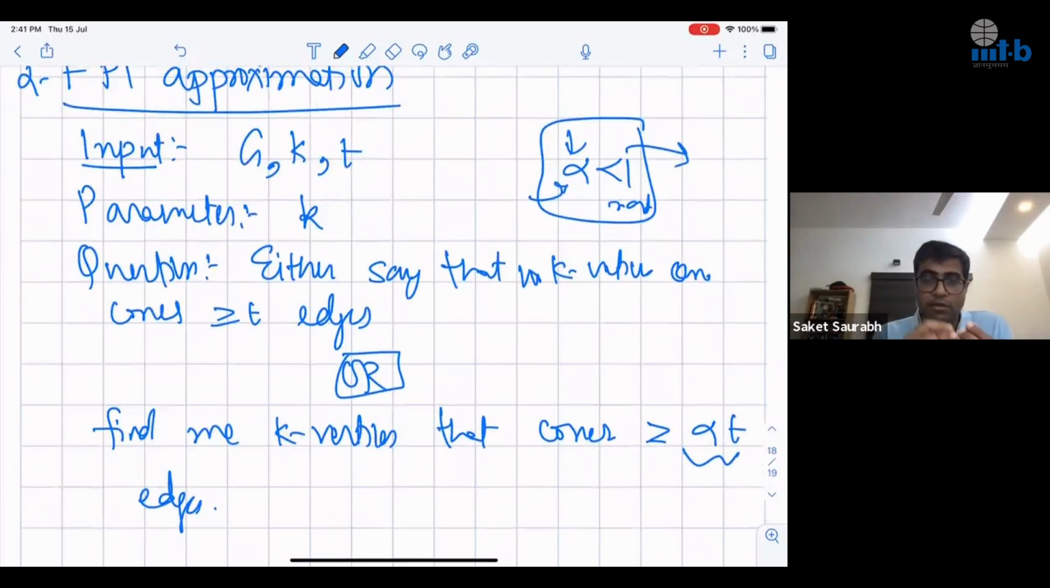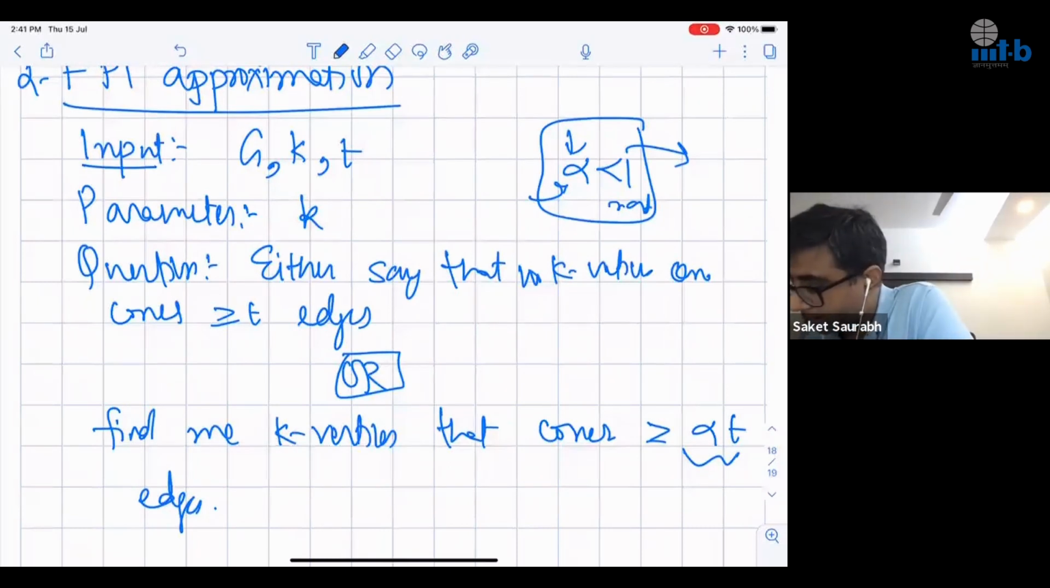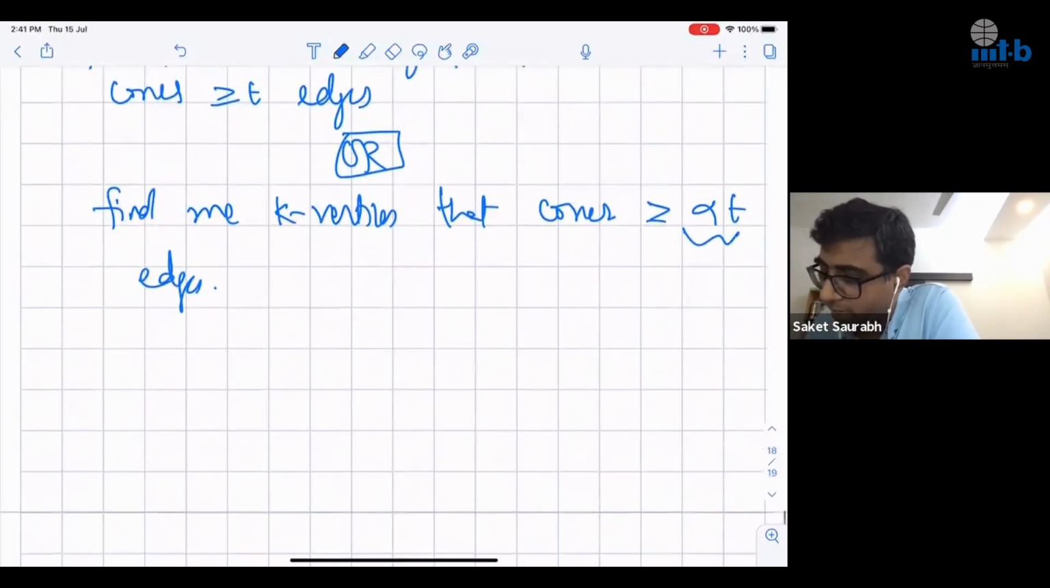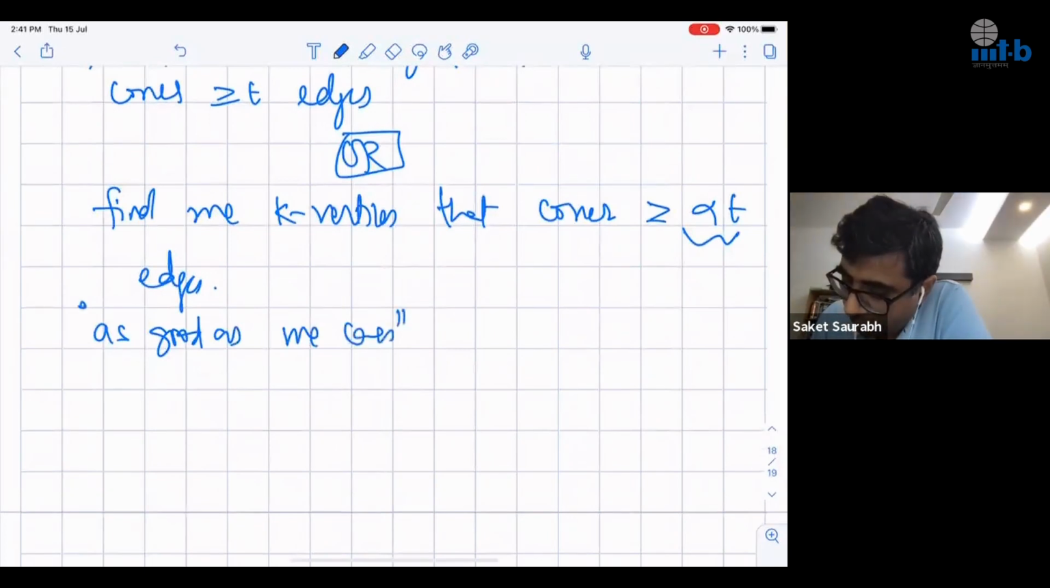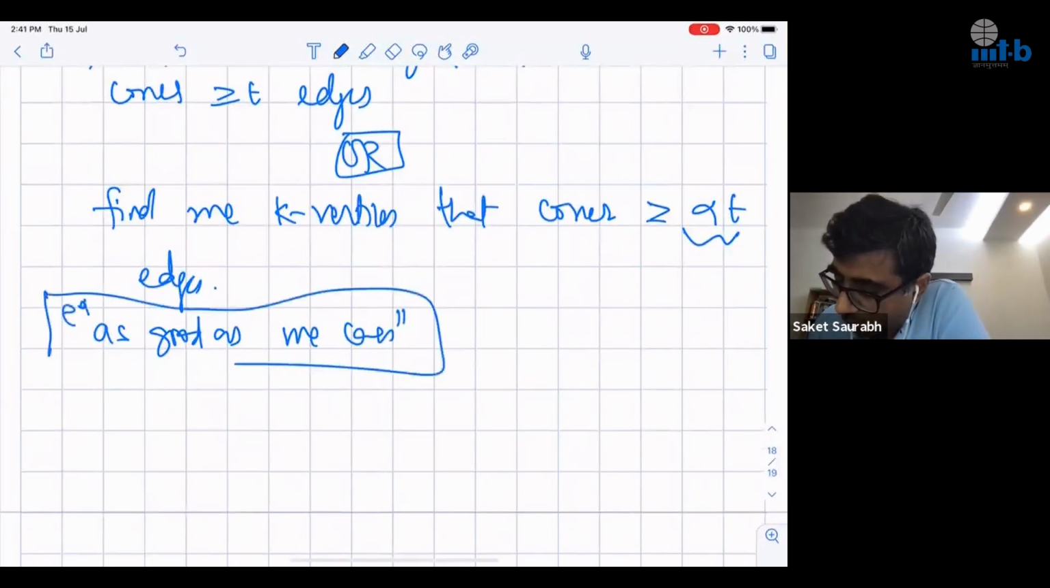So I don't change the budget. The only thing I'm allowed to change is how many edges I'm able to cover. So rather than covering all the t edges, I'm allowed to cover some, say, half of the edges, for example. And we would like to make an algorithm for this problem as good as we can, and I will quantify that soon.